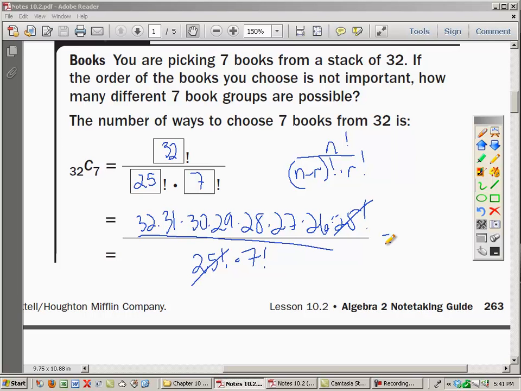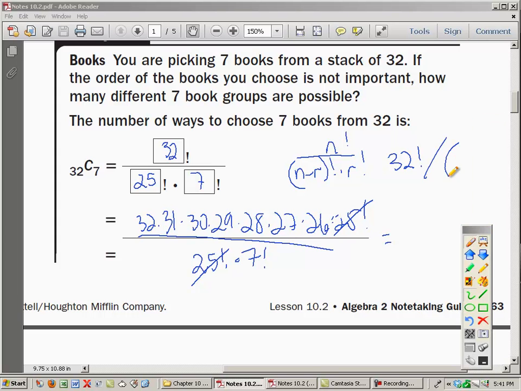Those are going to cancel out. So essentially it becomes 32 times 31 times 30 times and so on, all over 7 factorial. Now, what you certainly can do is plug that into your graphing calculator as 32 factorial divided by parenthesis 25 factorial times 7 factorial.